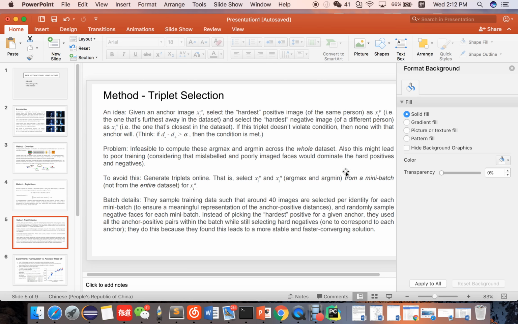But finding the hardest positive and negative is not easy in the whole database. So we implement a mini batch. We just need to find the hardest negative and positive in the mini batch, which is a part of the database. It will obviously reduce the computational complexity.